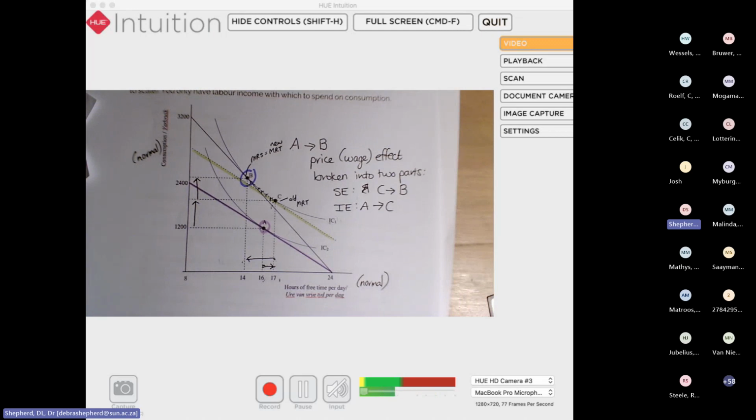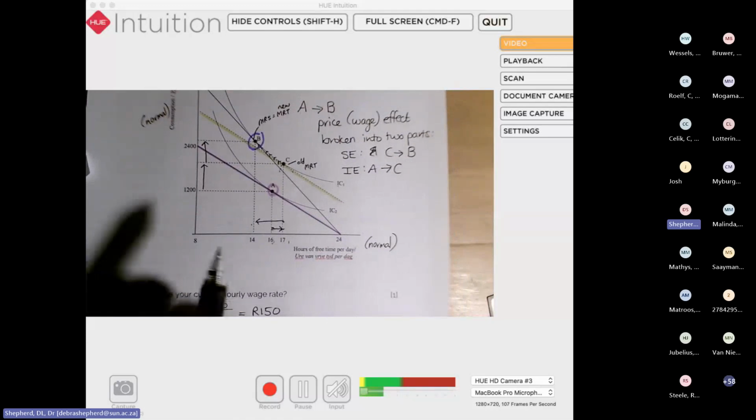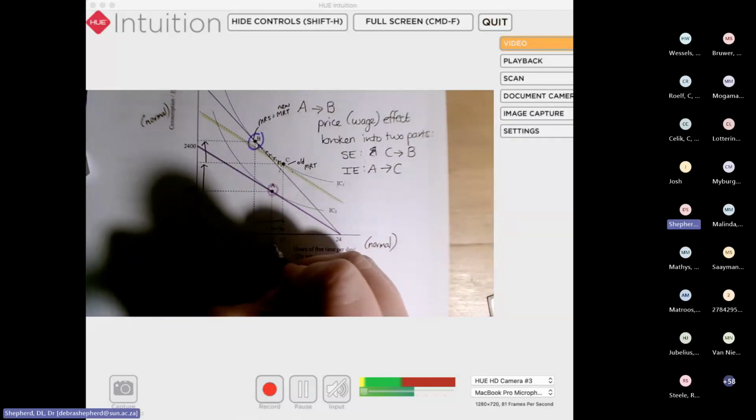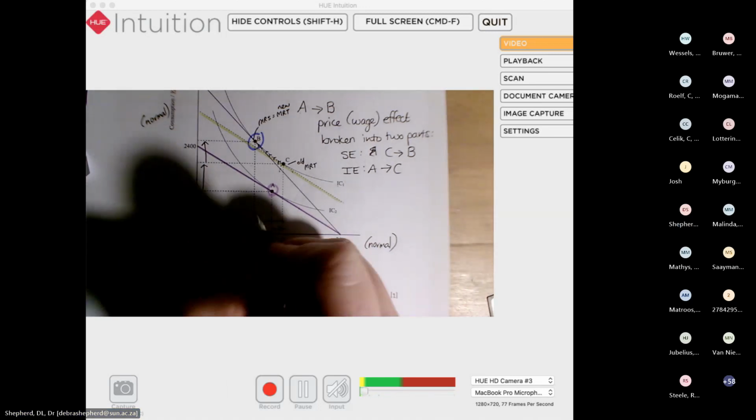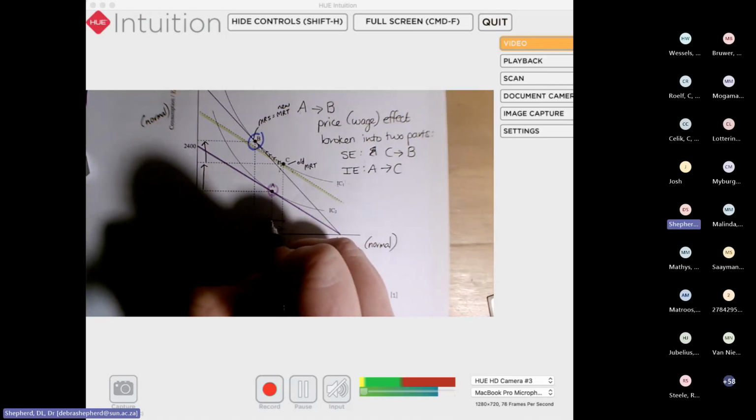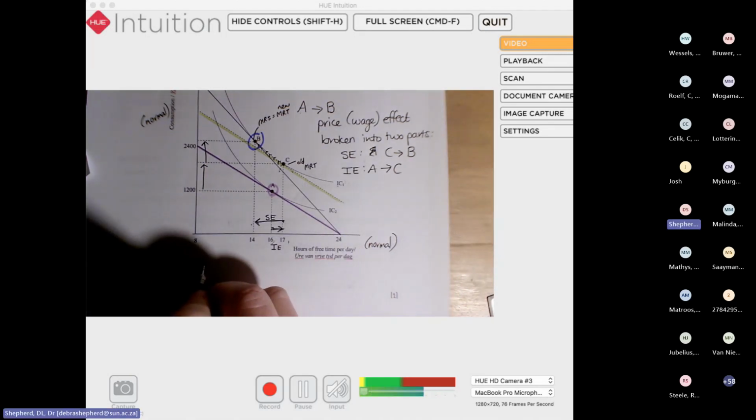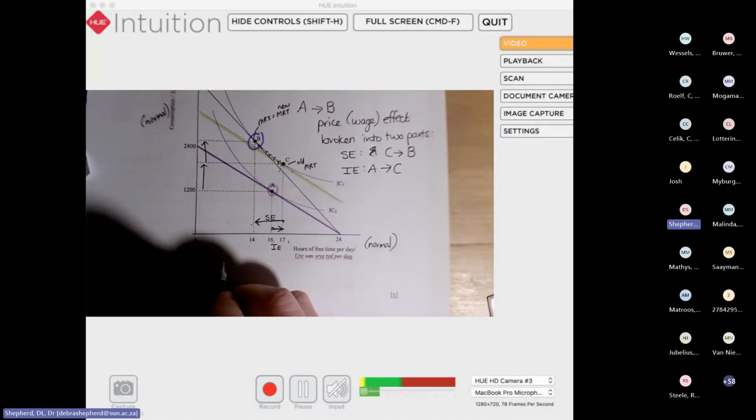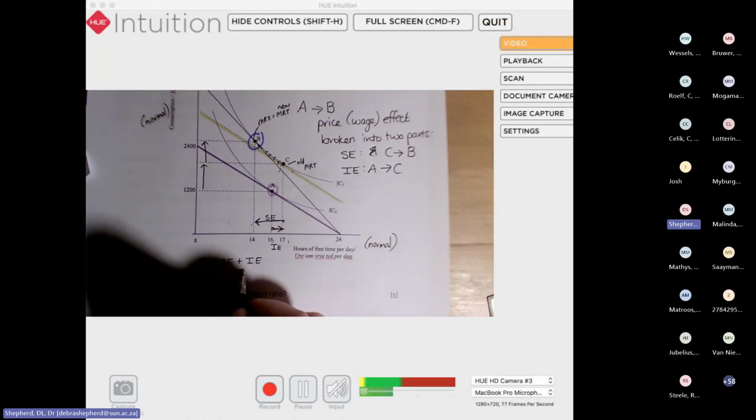How do we know which one dominates the other? For example, income effect dominates the substitution effect. Okay, so look at this picture here. The income effect is +1. The substitution effect is -3. So what is the overall price effect? The overall price effect is the substitution effect plus the income effect. The substitution effect is -3. The income effect is +1. So the overall effect is -2.